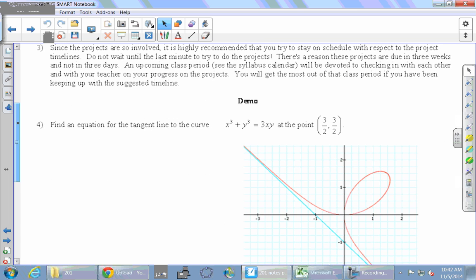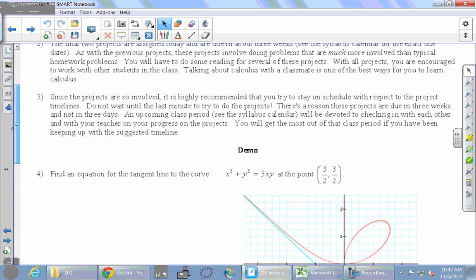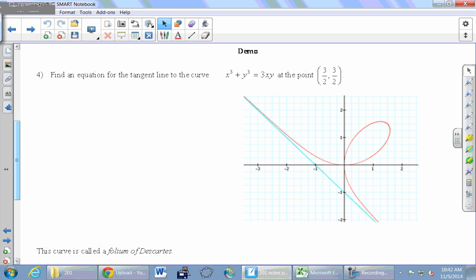Okay, thank you. There's some general info about the tests and the projects right in between the summary and the demo there. So we're just going to jump down to 4, and you can read that text later on if you'd like. Let's go to Andy for 4. Find an equation for the tangent line to the curve x to the third plus y to the third equals 3xy at the point 3/2, 3/2.